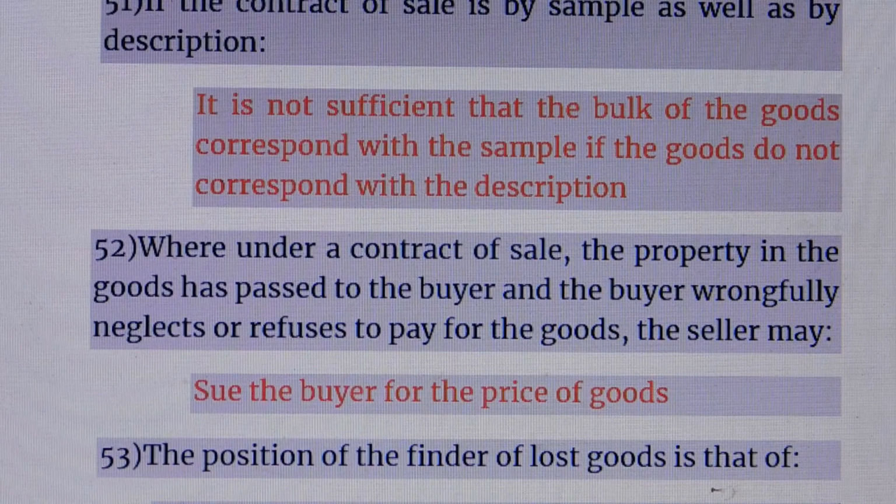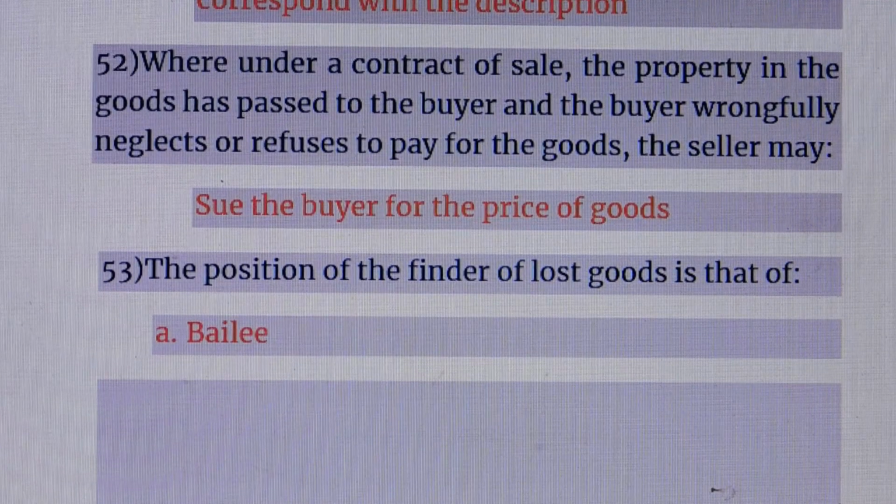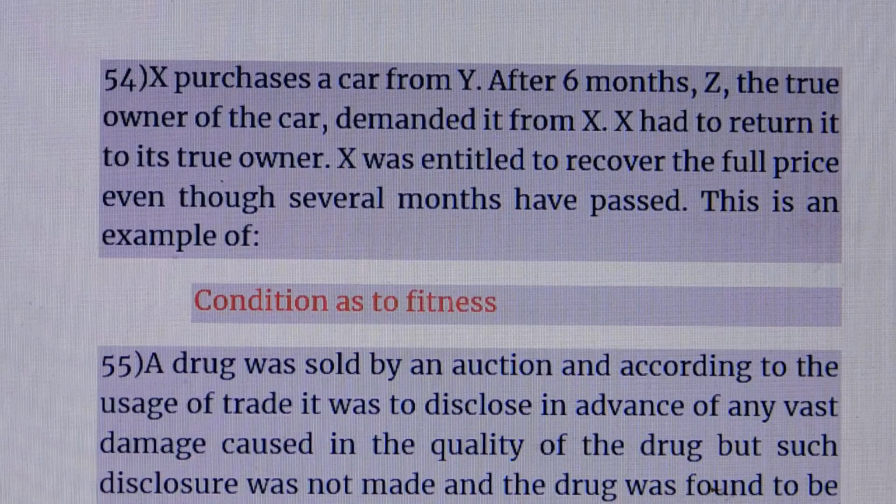Question number 52. Where under a contract of sale the property in the goods has passed to the buyer, and the buyer wrongfully neglects or refuses to pay for the goods, the seller may. Answer is sue the buyer for the price of goods. Question number 53. The position of the finder of lost goods is that of. Answer is a bailee.